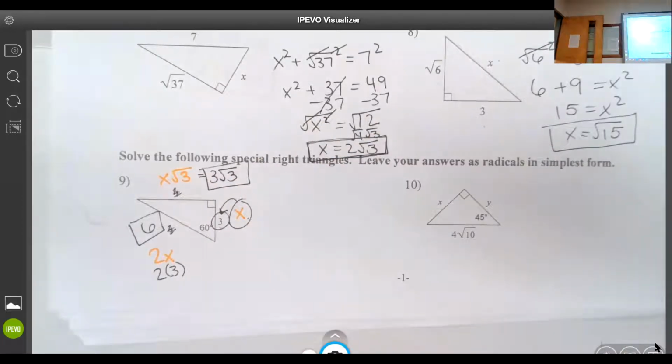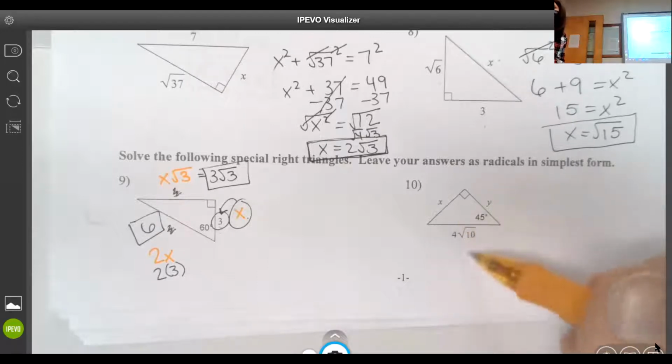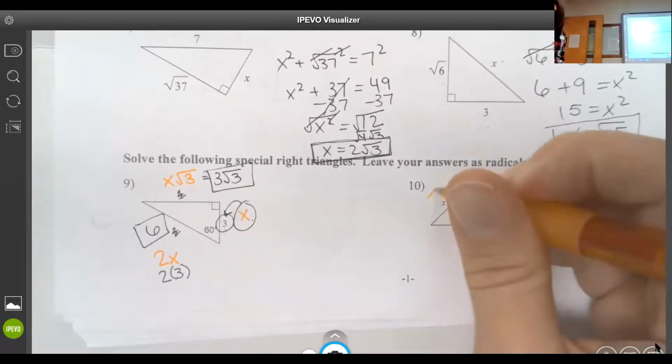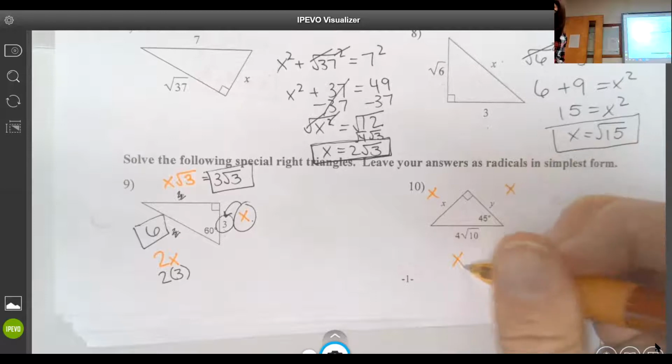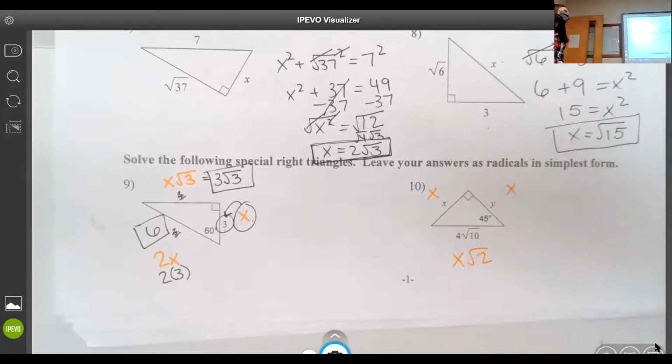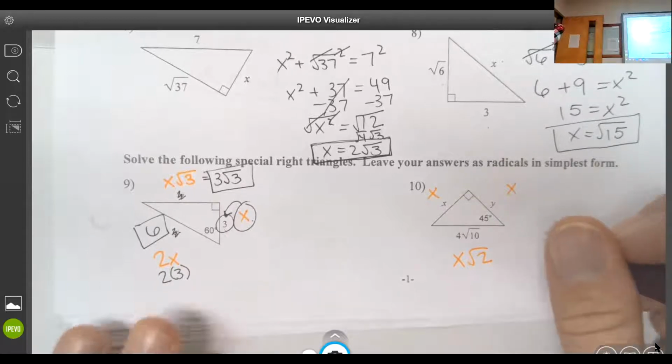Okay, for that first one, I just need to plug in x to the other two sides using my special rights pattern, knowing that it's a 30, 60, 90. When I get to 10, it's no longer a 30, 60, 90, it's a 45, 45, 90. And my legs are x, and my hypotenuse is x rad 2 on my 45, 45, 90. This one's trickier because it's giving me the x rad 2 side.